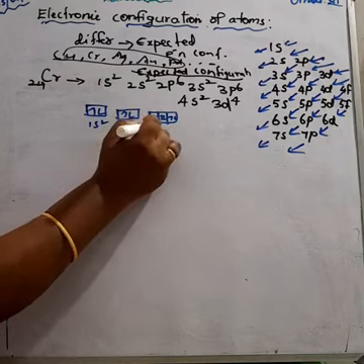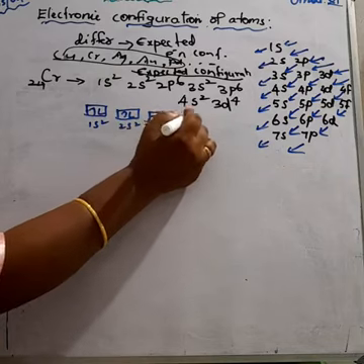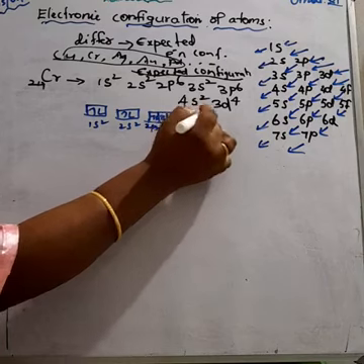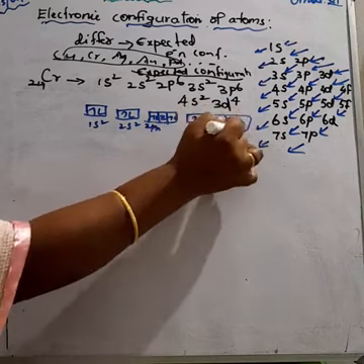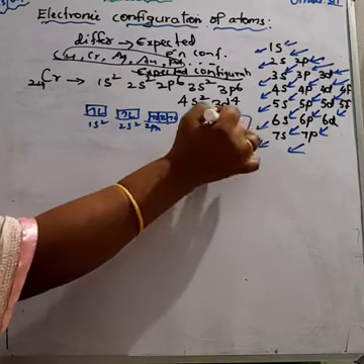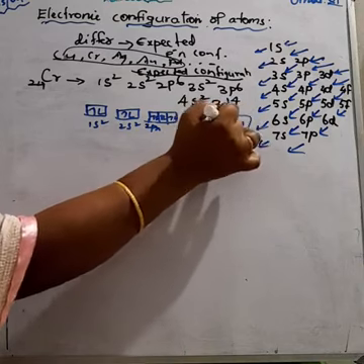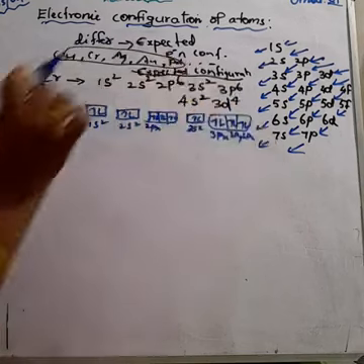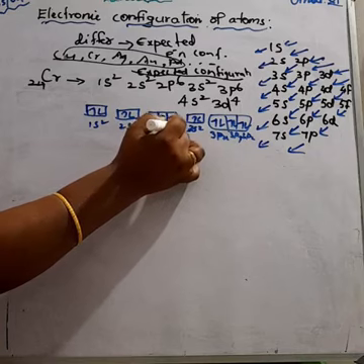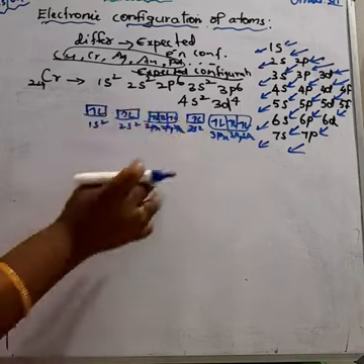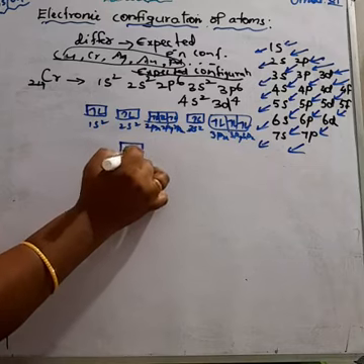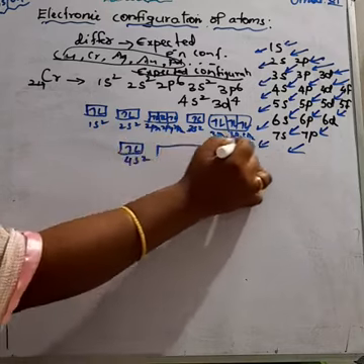2p6. After that, 3s2. Then 3p6, the 3p orbitals 3px, 3py, 3pz. According to Hund's rule, we first fill singly, and from the 4th electron onwards we pair up the electrons. That is 3p6. After that, 4s2. This is the 4s2 orbital. And then after that, the 3d orbital.